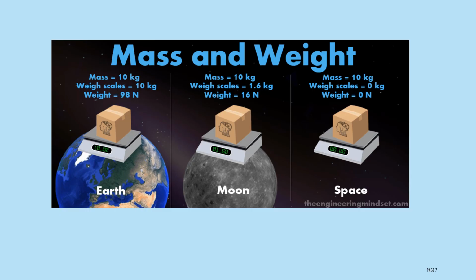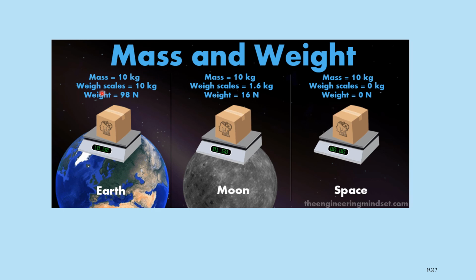Here I am considering three situations: one is on the earth, one on the moon, and one in space. One thing you can observe here is that the mass in all three cases is the same. On the earth the mass is 10 kg, on the moon it is also 10 kg, and in space it is also 10 kg.